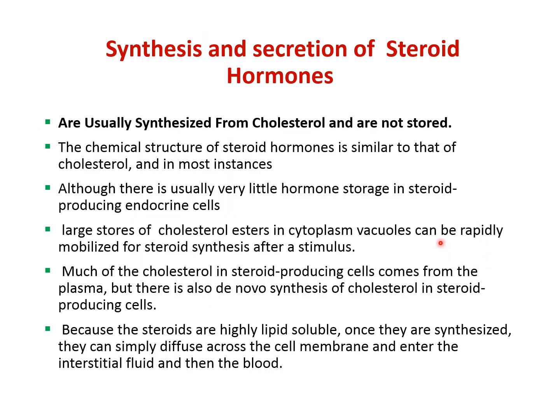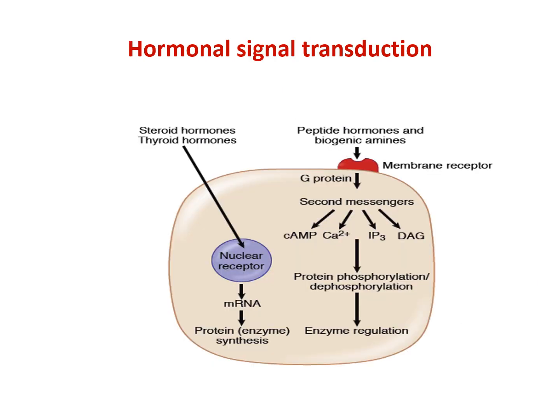And this just basically summarizes the synthesis and the secretion of steroid hormones for you to read if you can follow up from the previous slide. Let's talk now about how the hormones produce their effects and cause a change in the activity of the cell, or how the hormonal signal is transduced to cause an effect on their target cells.